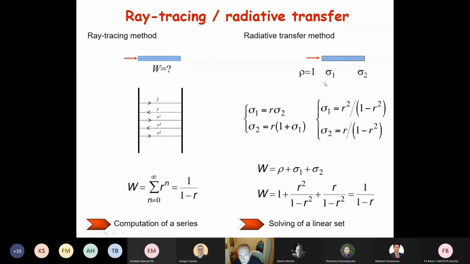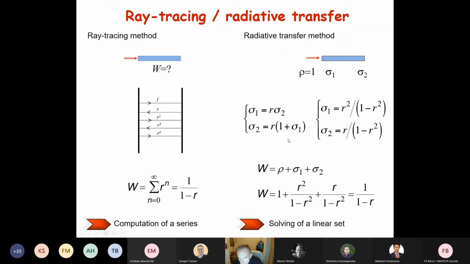Now, with the radiative transfer method, what we did is that we have a primary source, rho 1, and we put two secondary sources, sigma 1 and sigma 2. We write the functional equation where sigma 1 is simply R times sigma 2, because the power which is emitted in this direction is simply that coming from right to left times the reflection coefficient. But for sigma 2, we have R times 1 plus sigma 1. This is because we must take into account also the presence of the primary source.